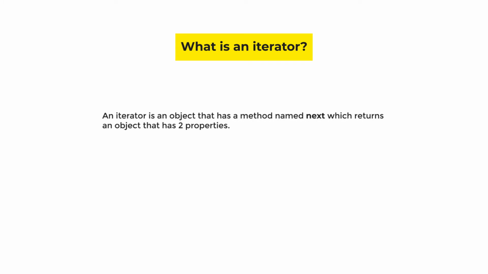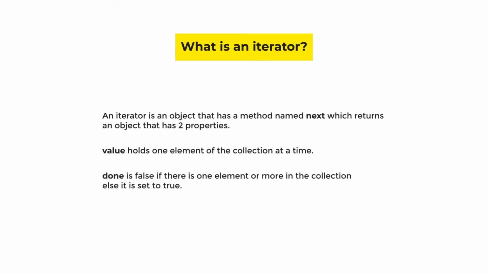An iterator is an object that has a method named next. Every time we call that next method on a collection such as an array, it should return another object that has a couple of properties. The first property is value, which holds an element of the array at a time. The second one is done, which is a boolean that tells if there are more elements within the array. So that's a simplified definition of an iterator.